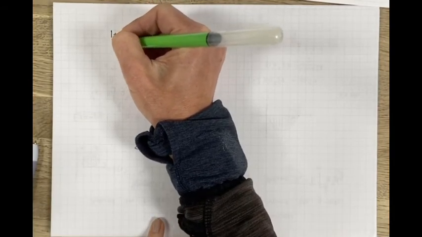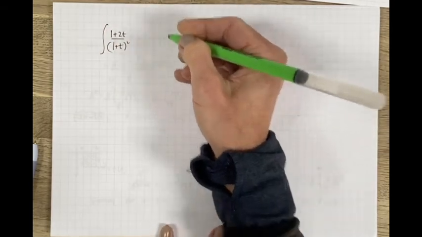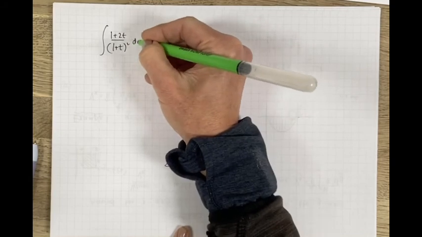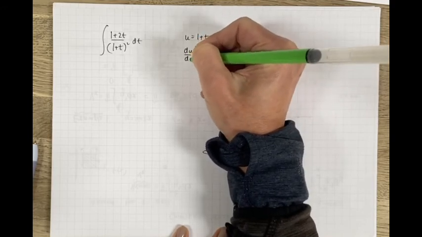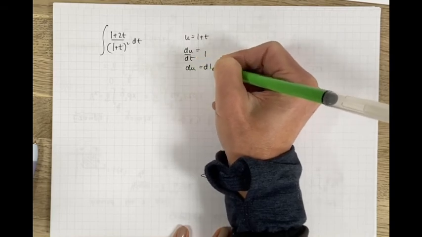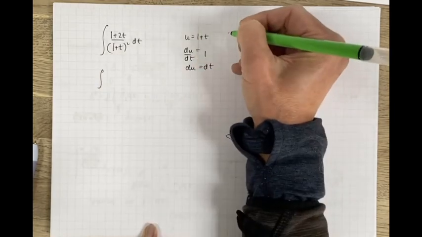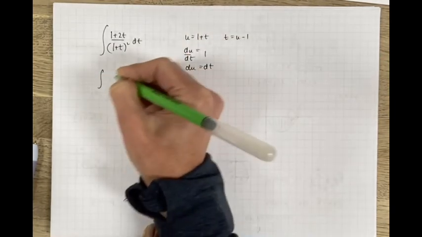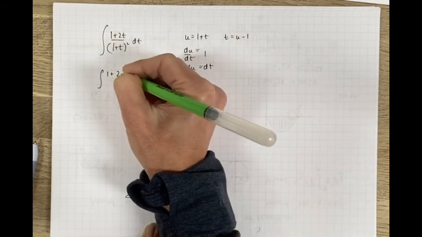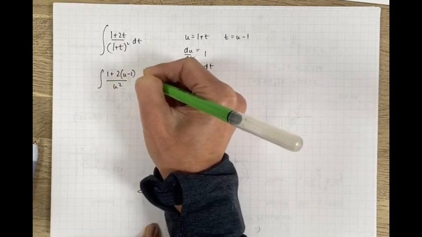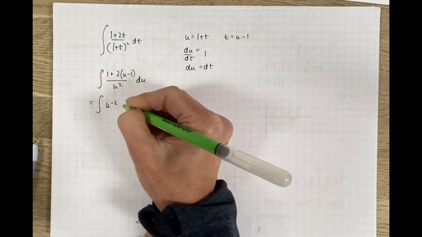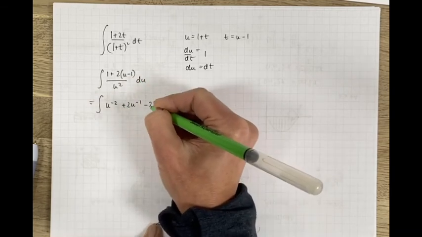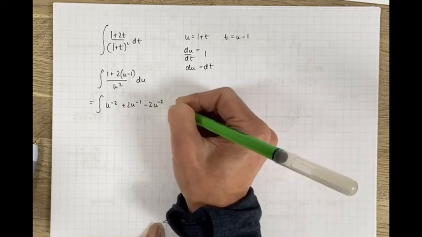You've got 1 plus 2t over 1 plus t squared. If you want to make it a little bit easier for yourself, replace that denominator with u. So du/dt is 1, so du is dt. And t is equal to u minus 1 here as well. So you've got 1 plus, substituting u minus 1, over u squared du. So you've got 1 over u squared, so u to the power minus 2, and 2u over u squared, so 2u to the power minus 1, and minus 2u to the power minus 2 du.